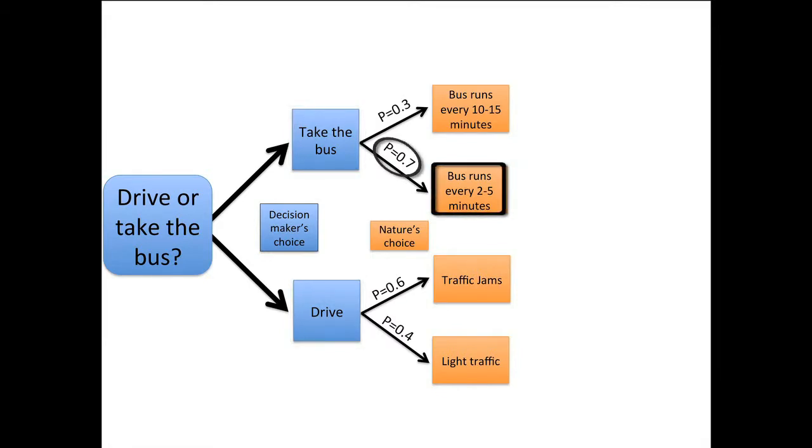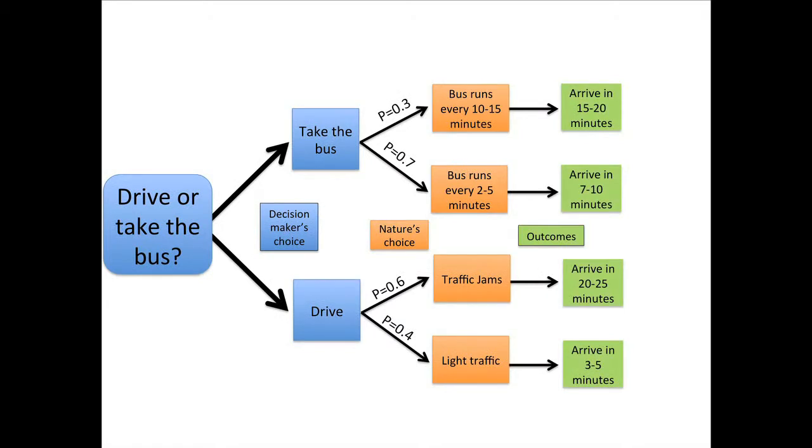One morning, I estimate that there's a 70% probability the bus runs every 2 to 5 minutes, and that there's a 40% probability of hitting light traffic if I drive. I'll write these probabilities next to the arrows for each of the possible scenarios. That segment of the decision tree is called Nature's Choices, where there are multiple possible outcomes, each with a known or estimated probability. Next, we finish making this decision tree by drawing the endpoints.